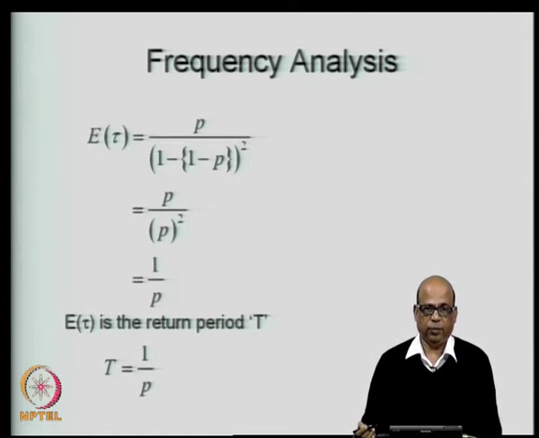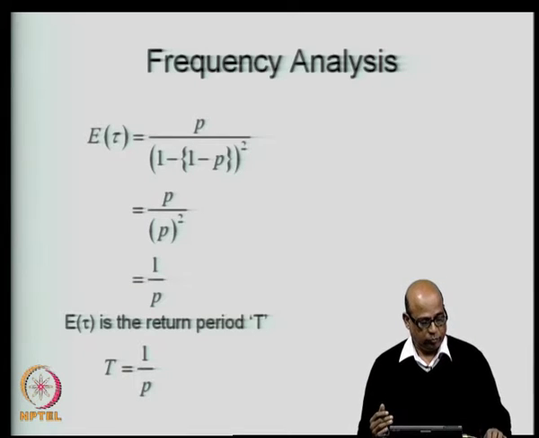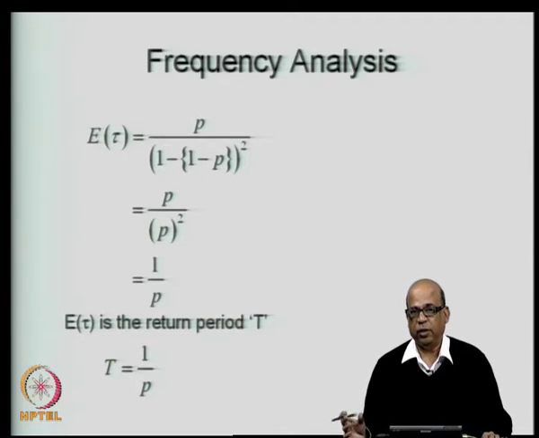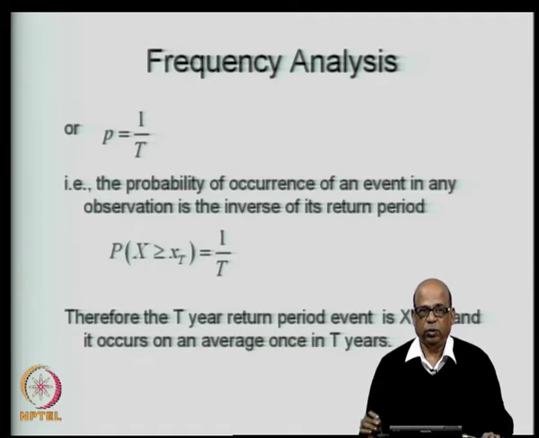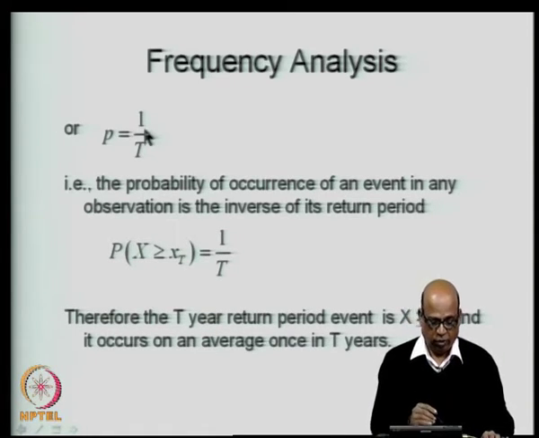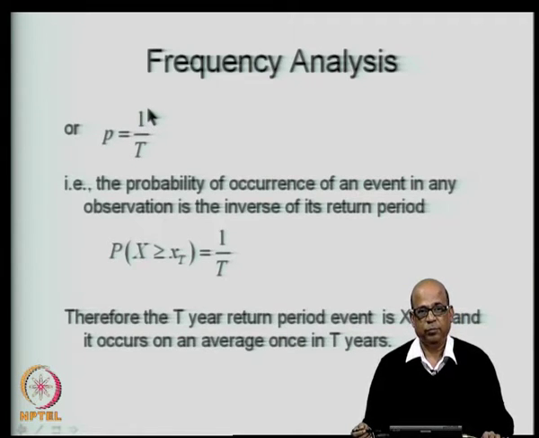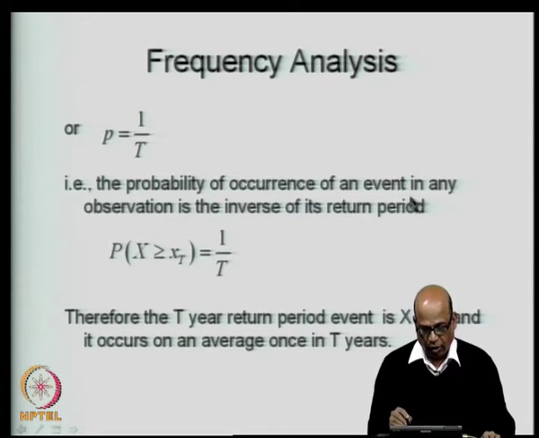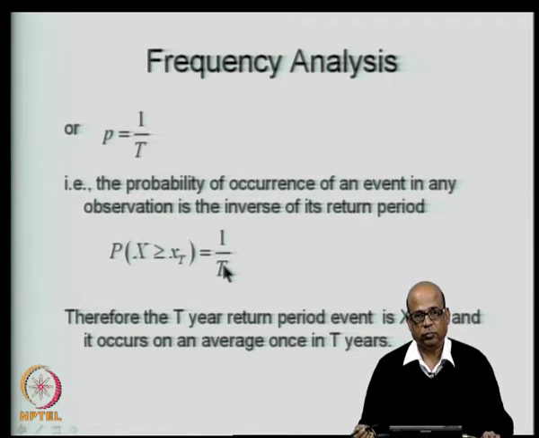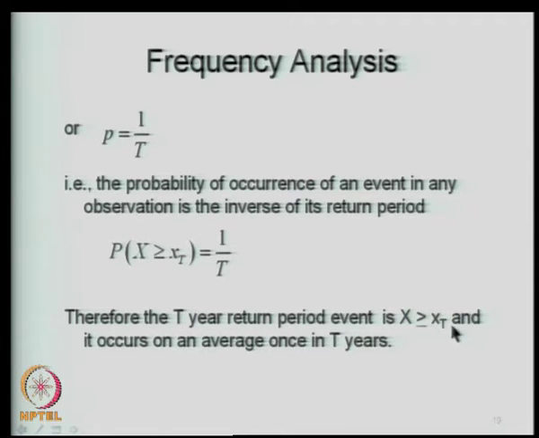Now, this is an important and very useful result: the return period is equal to 1 divided by the probability of x being greater than or equal to x t. Mostly we write it the other way around: p equal to 1 by T, that is, the probability of occurrence of the event is 1 divided by T. So, specify the return period, and immediately you get the probability, which we use for all our designs. The probability of occurrence of an event in any observation is the inverse of its return period, that is, probability of x greater than or equal to x t is equal to 1 by T. Therefore, the T year return period event is x greater than or equal to x t, and it occurs on average once in T years.